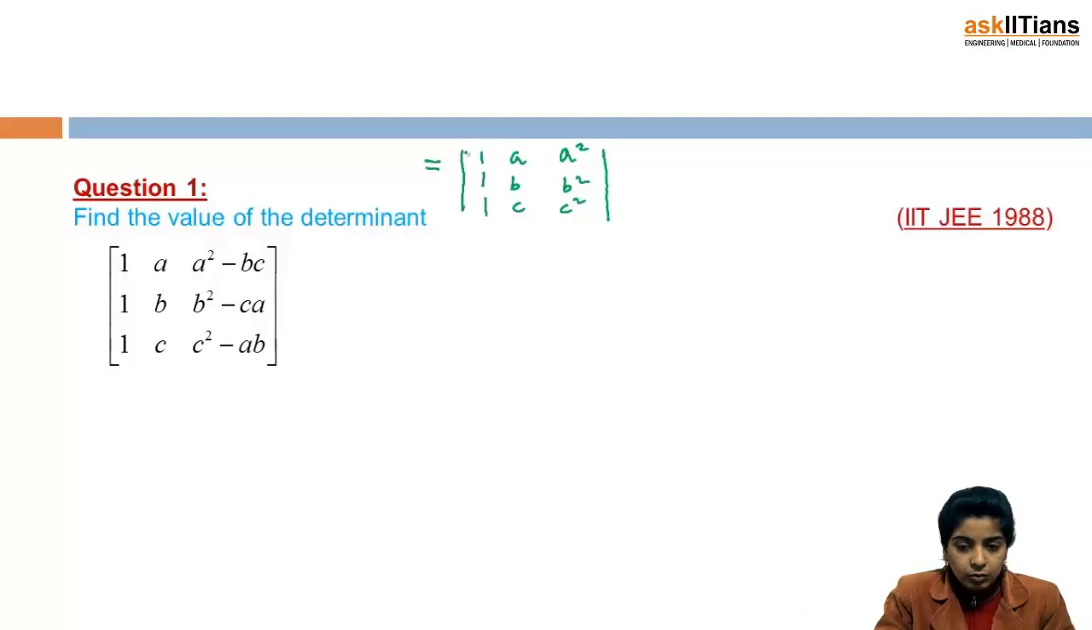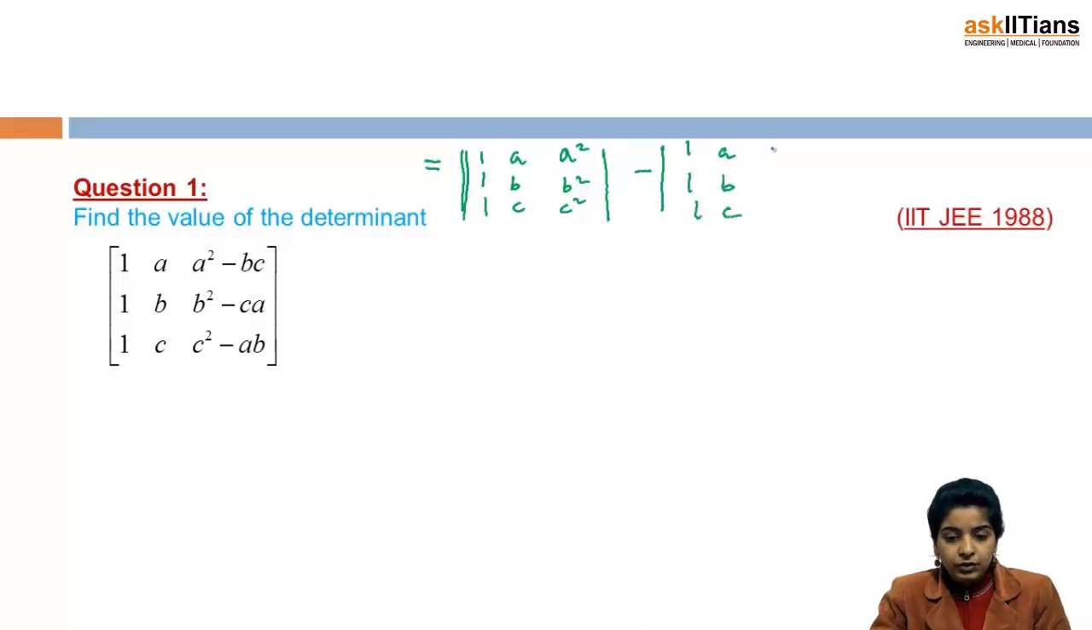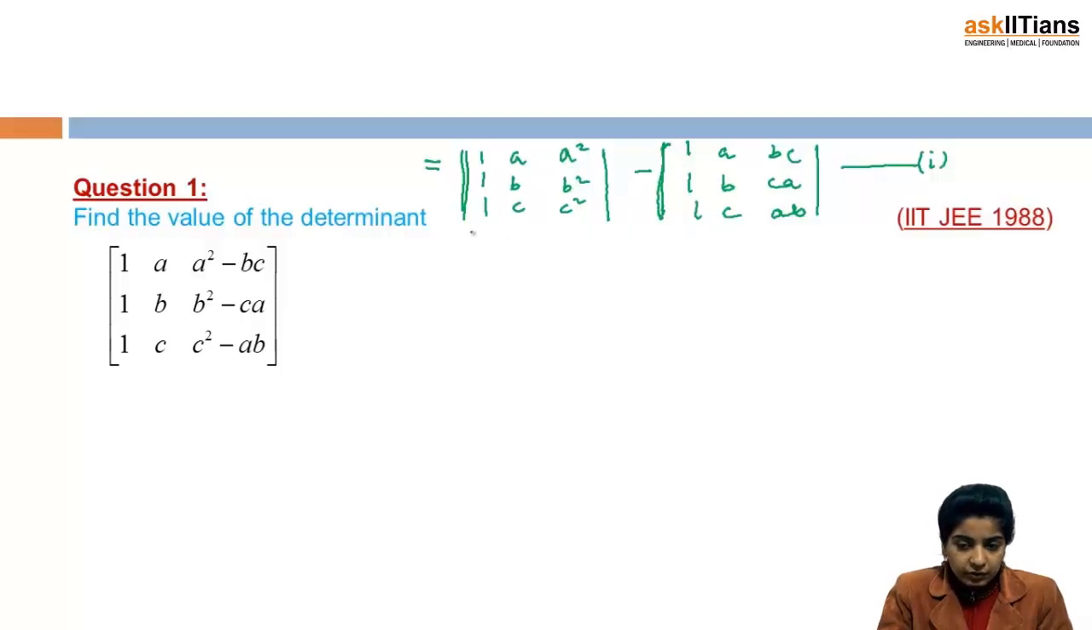So I simply write it as this, then I write 1, 1, 1, A, B, C, which gives me the first determinant, then I have BC, CA, AB. Let me take it as equation 1, right? Now I don't think I'll be able to simplify this, so I'll proceed from this one. I'll take this term and try to simplify it further. So I take this term, that is 1, 1, 1, A, B, C, BC, CA, AB.